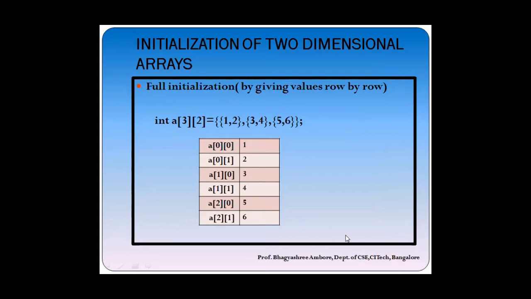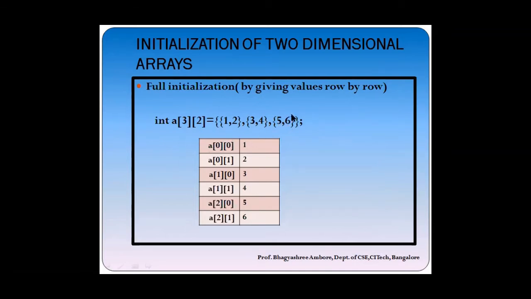Then we'll see full initialization by giving values row by row. In the first case, we gave a list of values. Here we'll give row by row. Again, I have considered the same example. Integer A of 3 rows, 2 columns. I said 3 rows, so I have to give row by row values. Each row has how many values? 2 values, because I said column size is 2. So 1, 2 is the first row values, 3, 4 second row values, 5, 6 third row values.